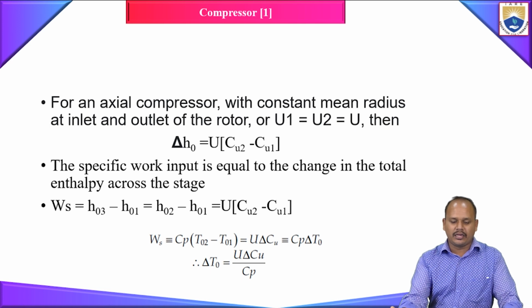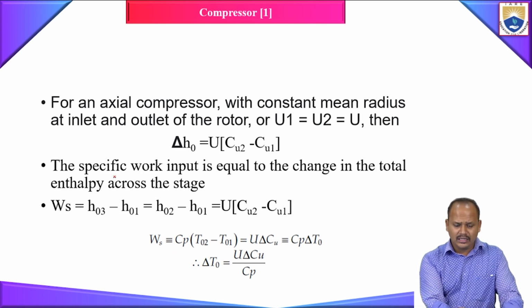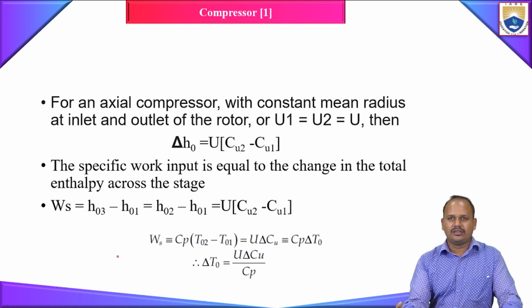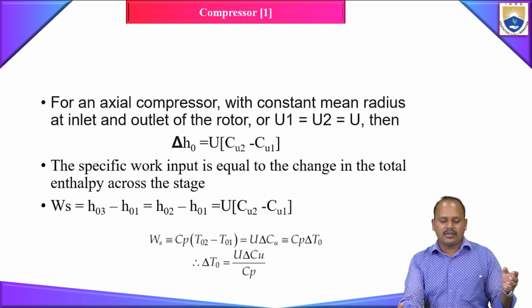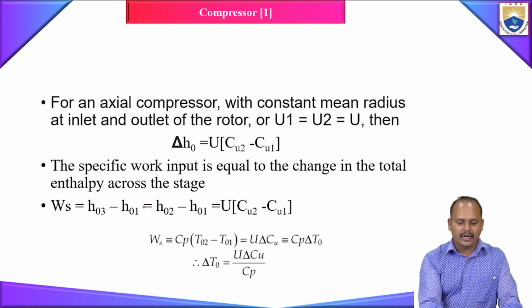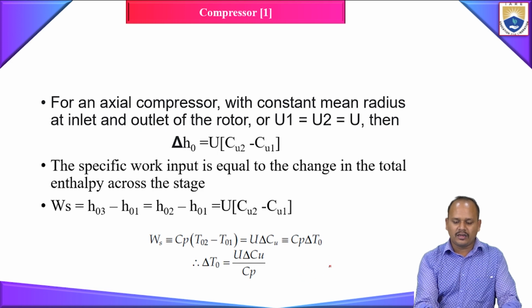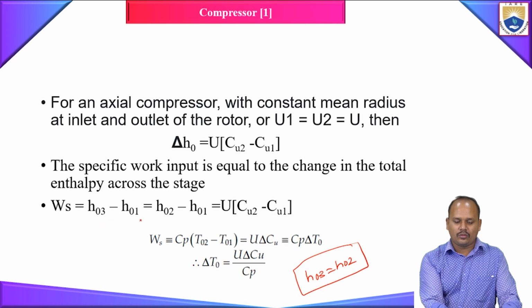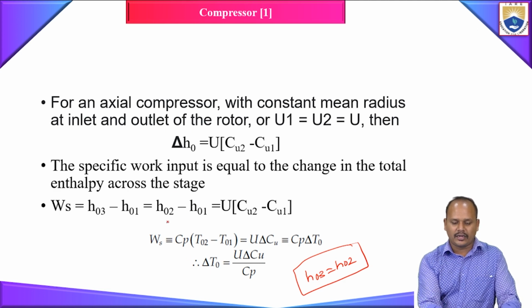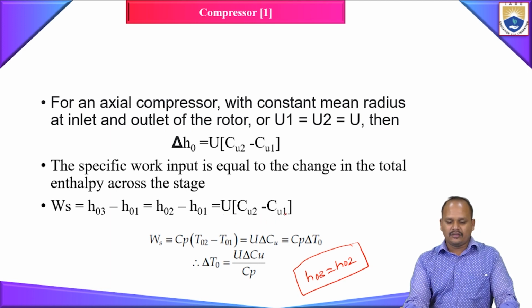I can write the specific work input equation as Ws is equal to the change in the enthalpy across the stage. So the enthalpy at the outlet of the stage is H03, and the enthalpy at the inlet of the stage is H01. I can write this as H02 minus H01, because I already told you there is no work input given across the stator. That means H03 is equal to H02. So I can write H03 minus H01, for the entire stage, will be equal to what is happening across the rotor alone. So H02 minus H01 is equal to U into Cu2 minus Cu1.